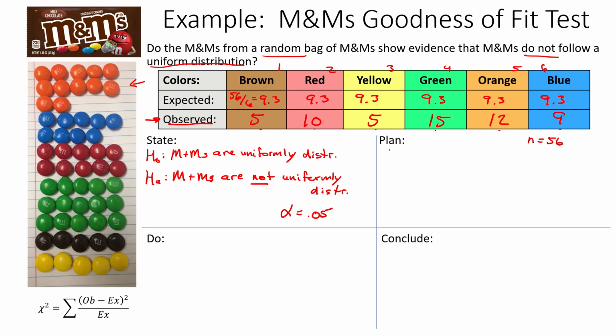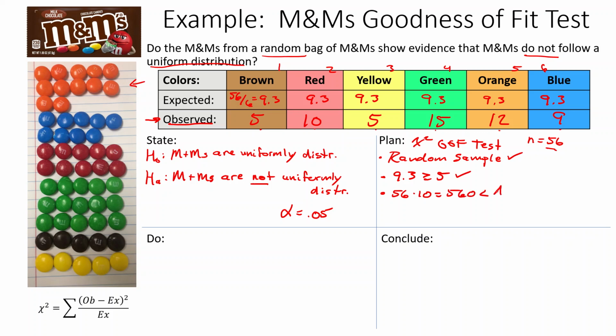All right, our plan. Over here, we're going to do our chi-squared goodness of fit test. First, we need a random sample. It was from a random bag of M&Ms, so we're good there. Check. Next, our expected values are 9.3, and 9.3 is greater than or equal to 5. Check. And we had a sample size of 56. 56 times 10 is 560. Surely there are more than 560 M&Ms out there. And this is what gives us our independence.